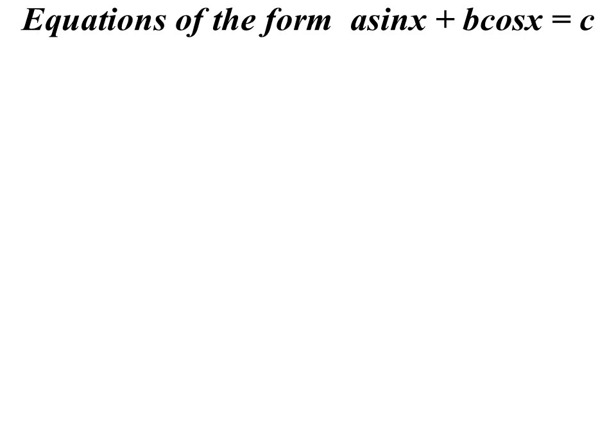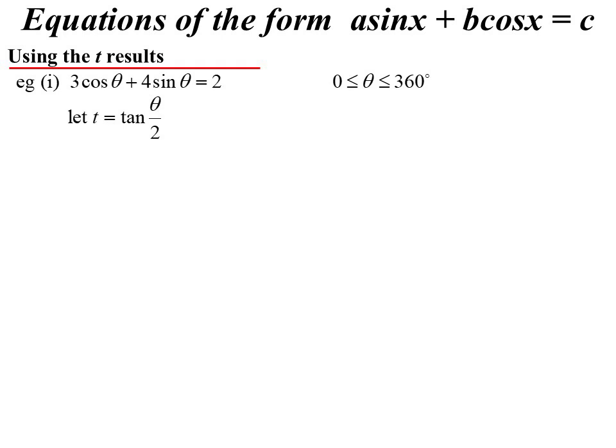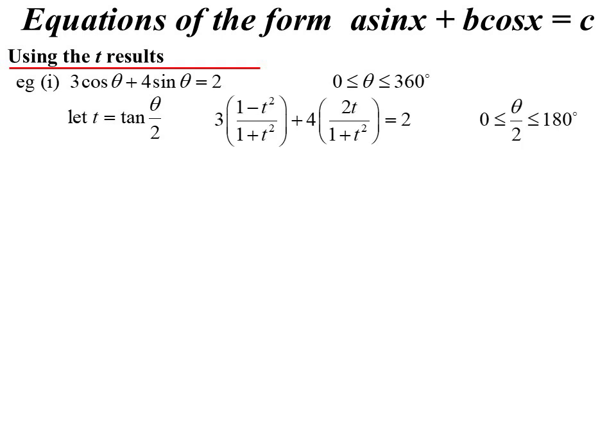Another way of solving this type of equation is to transform it from a trig equation into a polynomial. And we do that using the t results. And the nice thing about the t results, because it's cos and sine, the denominator is the same in both. So if we let t equal tan theta on 2, then I can sub those t results in. Multiply everything by the denominator, pull it to one side, we end up with a quadratic equation.